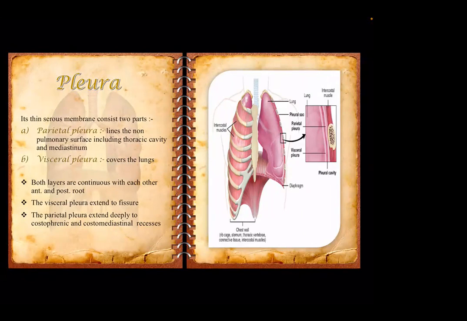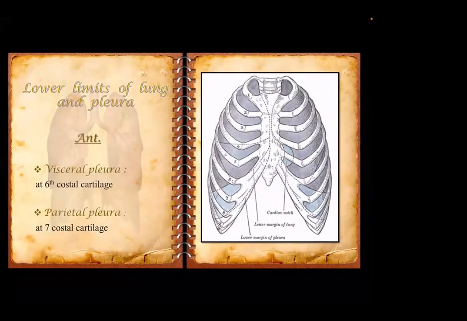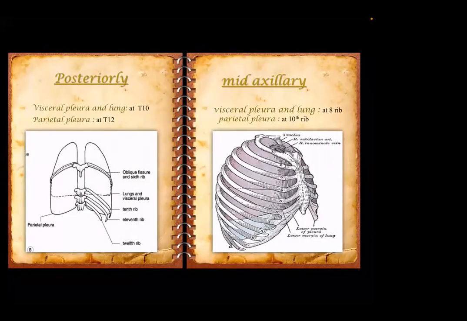The visceral pleura extends into the fissures, but the parietal pleura extends deeply into the costophrenic and costomediastinal recesses. Lower limits of the lung and the pleura: anteriorly, posteriorly, and at the mid-axillary line. Anteriorly, the visceral pleura is at the 6th costal cartilage, the parietal pleura at the 7th costal cartilage. Posteriorly, the visceral pleura and lung are at T10, parietal at T12.